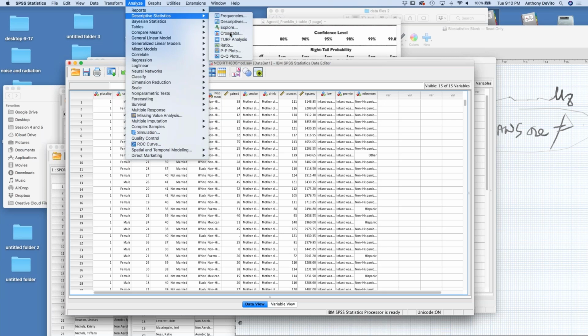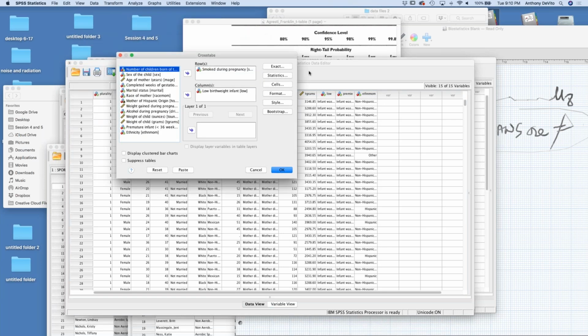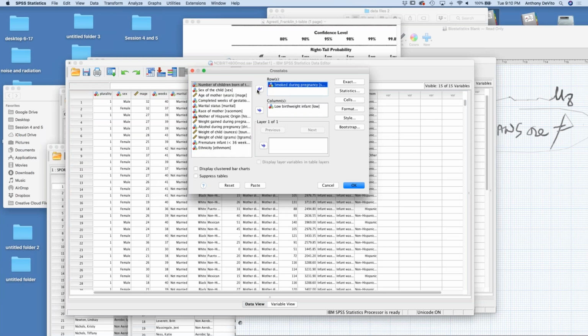I'm going to click on that. And I'm going to say that the variables are smoke during pregnancy, in the rows, the exposure, and in the columns, whether or not the infant was premature. Okay, I'm going to put that in there.